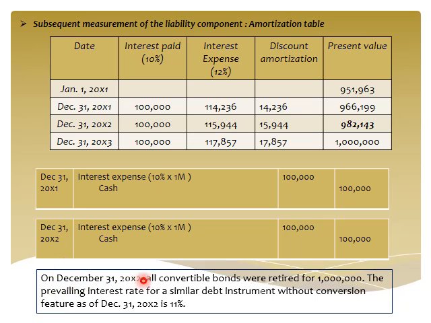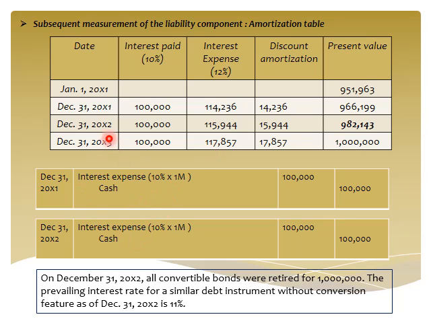On December 31, 2002, all convertible bonds were retired for 1 million. Ito yung given sa problem. December 31, 2002, ni-retire yung bonds. The prevailing interest rates for similar debt instrument without conversion feature as of December 31, 2002 is 11%. Note, naka-bold, 982,140. That is the carrying amount of the bonds upon the date of retirement, 982,143.